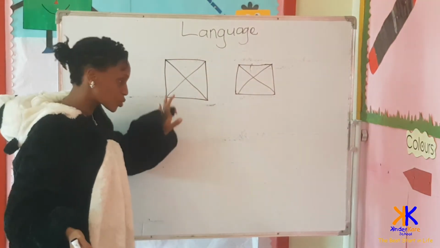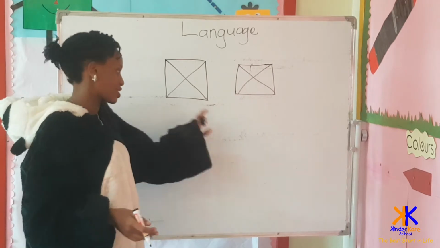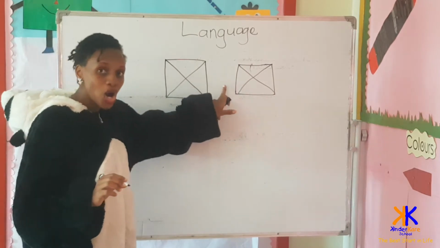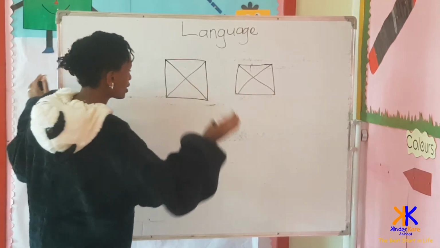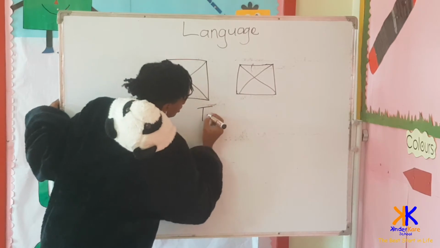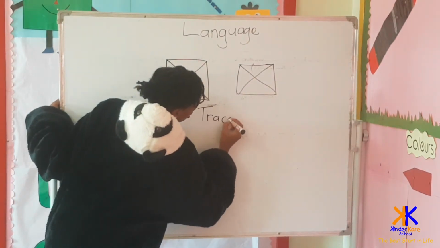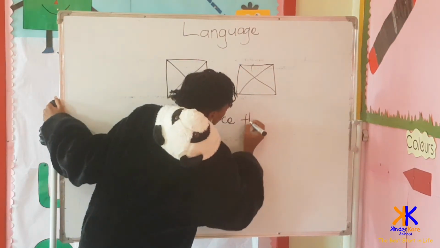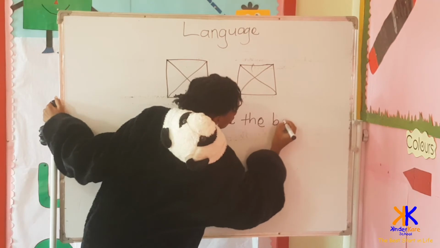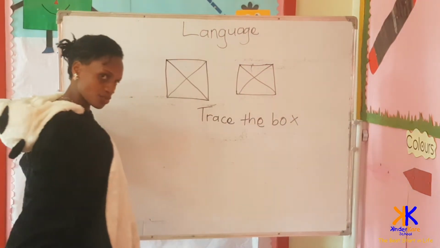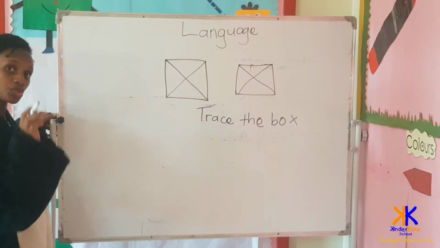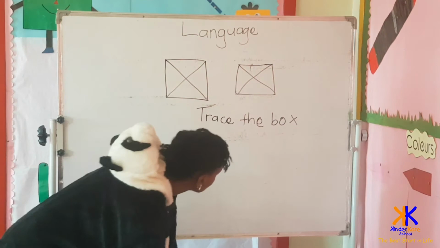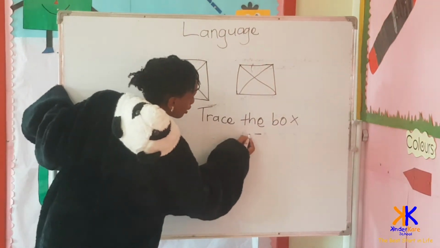Today, we are going to trace. Yes, we're going to trace our Mr. Box. So the activity today is trace the box. Trace a box. Okay, children? Trace the box. Yes, we are going to trace. We are going to join dots of our Mr. Box here, this one. Okay, children? So we're going to trace.